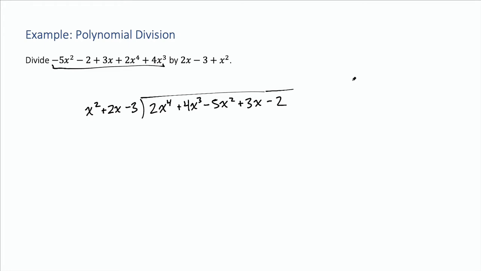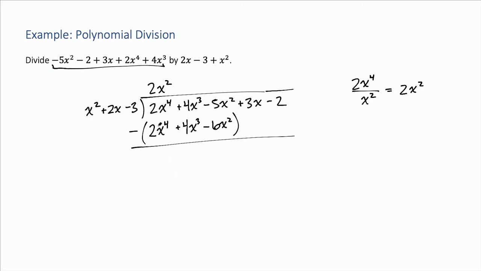We take our first term here, 2x to the fourth, and we divide it by the first term in our divisor, x squared. 2x to the fourth divided by x squared is 2x squared. Two of the x's cancel. We put 2x squared up here, and we multiply 2x squared by this polynomial. 2x squared times x squared is 2x to the fourth. 2x squared times 2x is 4x cubed. 2x squared times negative 3 is negative 6x squared. And we subtract that.